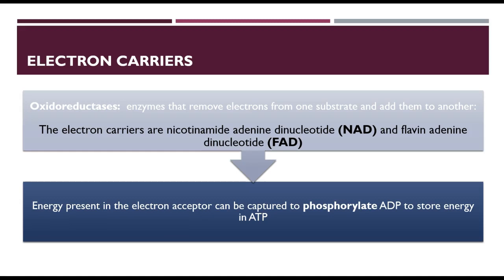There are several electron carriers that can be found within the cell. These are oxidoreductases. Okay, these are enzymes that remove electrons from one substrate and add them to another. Some electron carriers that we're going to become very familiar with in this class are NAD and FAD, or nicotinamide adenine dinucleotide and flavin adenine dinucleotide. Okay, we just refer to them as NAD and FAD. It's much easier that way.